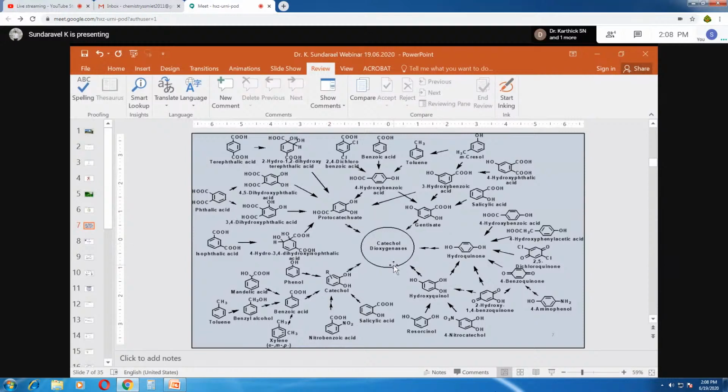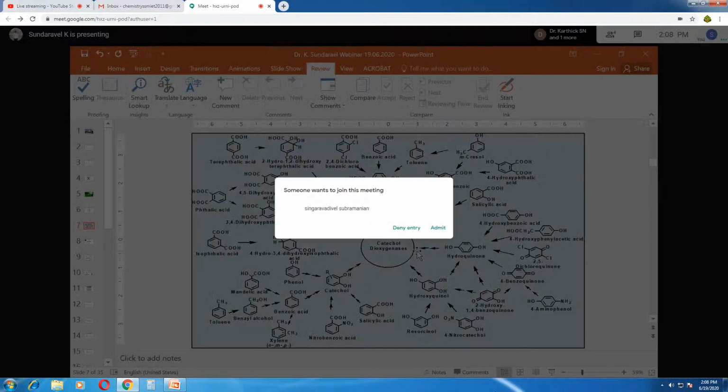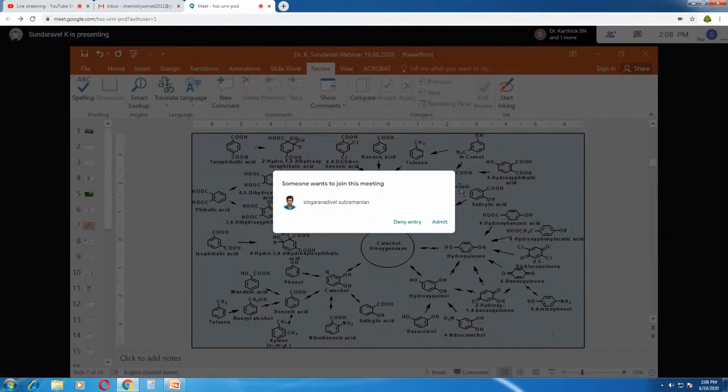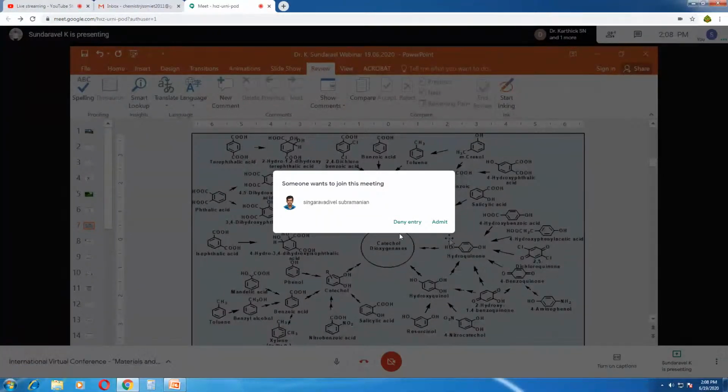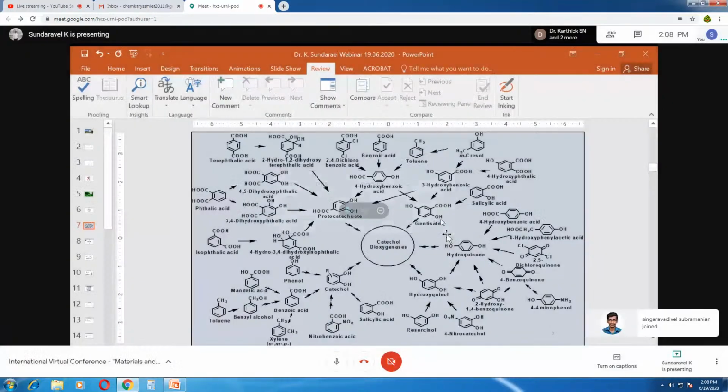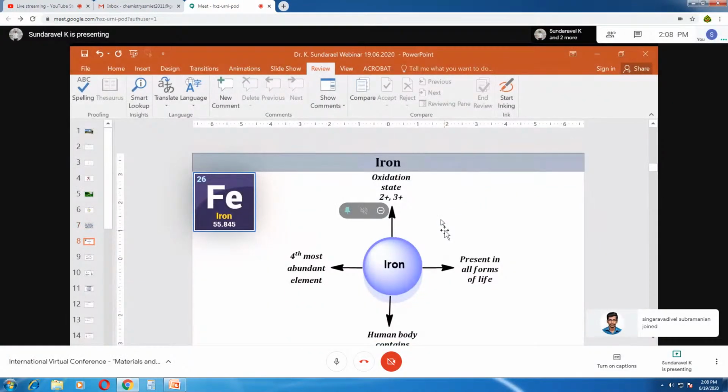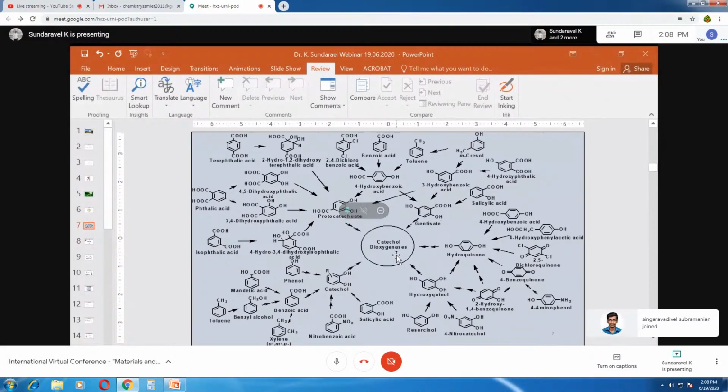These derivatives further undergo degradation by the catechol dehydrogenase enzyme, which plays a vital role in the last step of the degradation of all the aromatics. Whatever they may be, they are finally converted into hydroxy aromatics, and the hydroxy aromatics undergo degradation. These catechol dehydrogenases contain iron in their active sites.